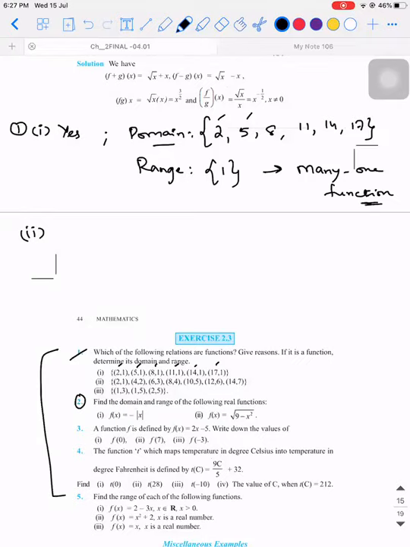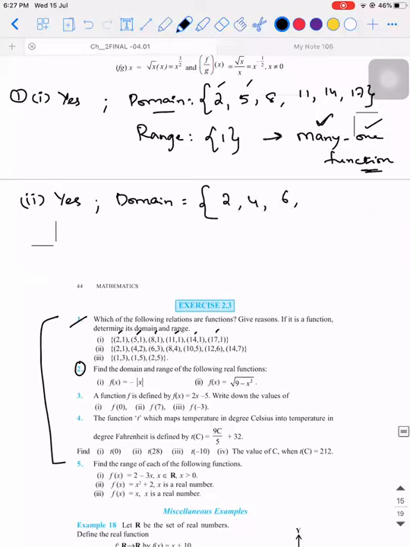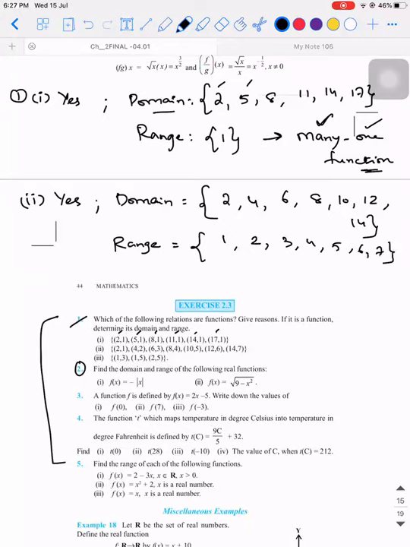You need not worry about what it is. What I'm trying to say is many inputs have the same output. That is the main thing. Okay. Next, is the next one a function or not? Yes, sir. So domain is what? 2, 4, 6, 8, 10, 12, 14. Range? 1, 2, 3, 4, 5, 6, 7. Right. So this relation is a function.